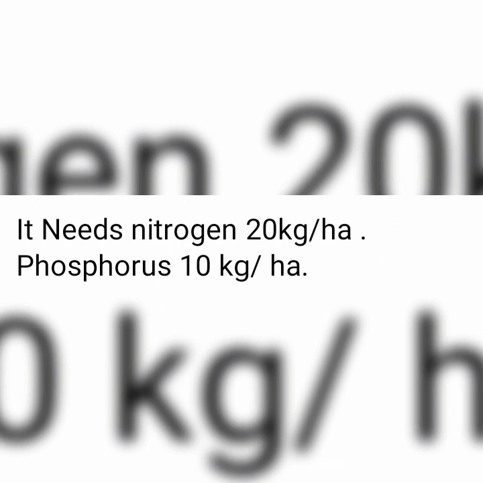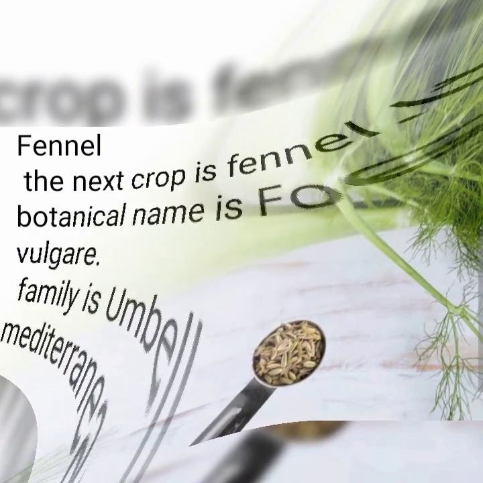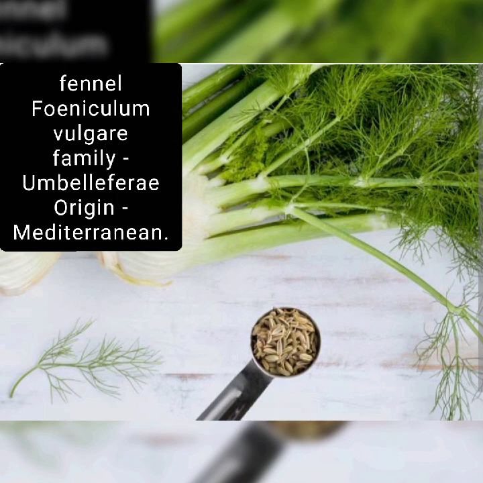And to prevent powdery mildew, wettable sulfur is used in the ratio of 1 kg per hectare. To prevent the plant from wilt, Pseudomonas fluorescens 10 gram per kilogram is used and foliar spray 2 gram per liter is used. It needs nitrogen, that is in ratio of 20 kg per hectare, and phosphorus is 10 kg per hectare.